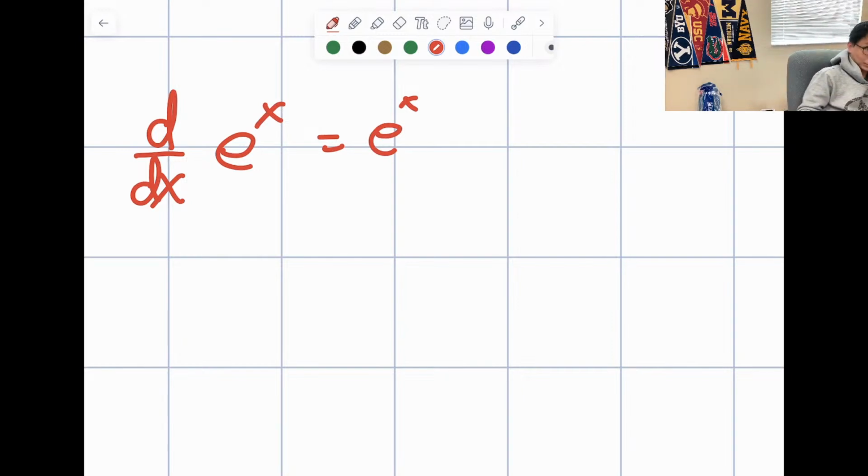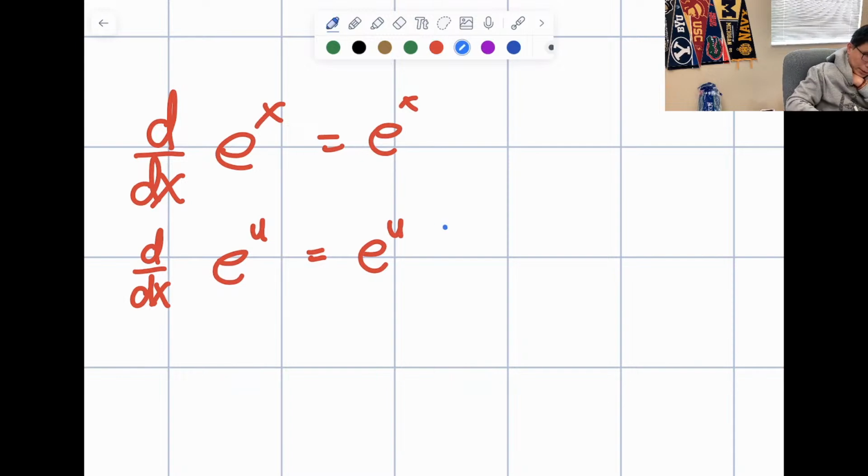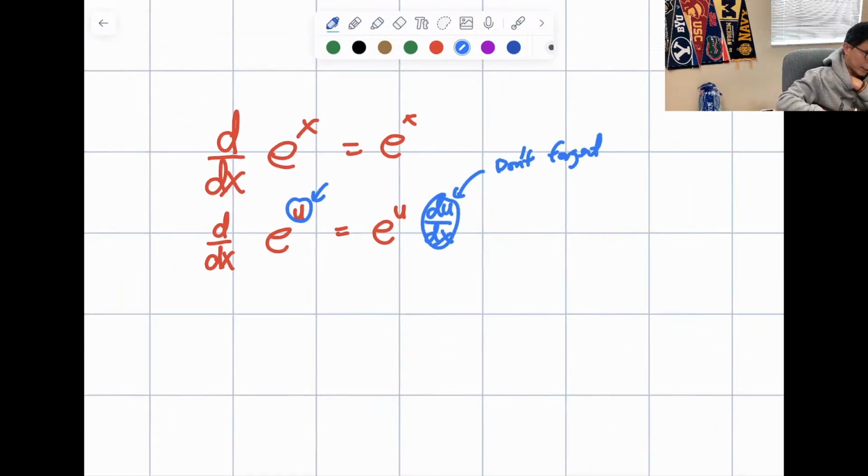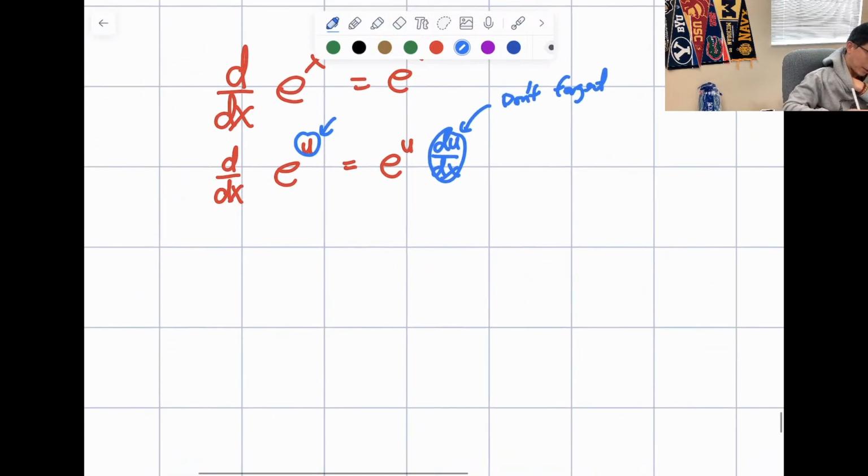Why though? Okay, so what happens if we take the derivative of e to the u? Be careful. Now that's going to be e to the u times du dx, and this is what people usually forget, so don't forget. You have to multiply by the chain rule, because there's a u and there's a du dx. Okay, now let's talk about why.